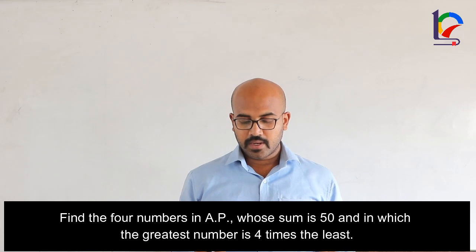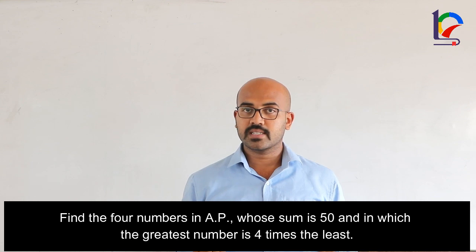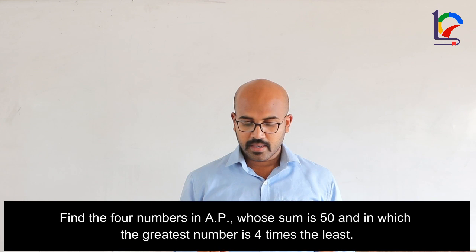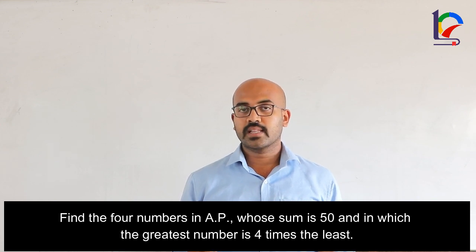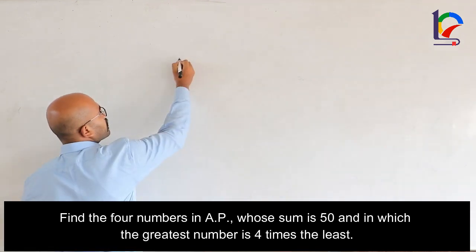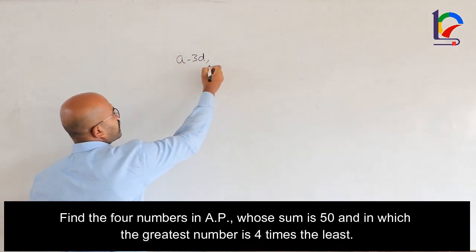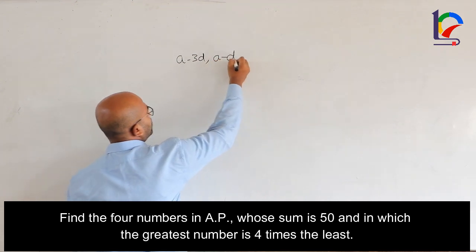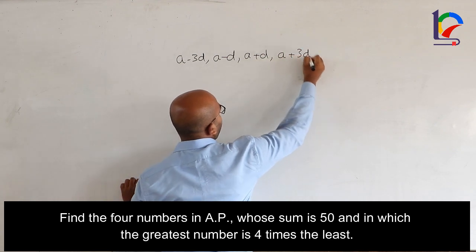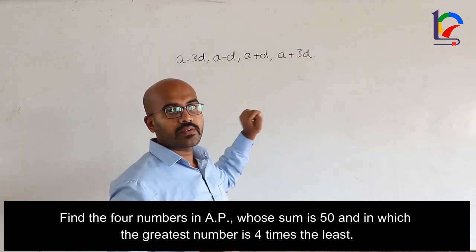Next, second question. Find 4 numbers in AP whose sum is 50 and in which the greatest number is 4 times the least. What they have given is to find 4 numbers in an AP whose sum is 50. In the last problem we saw 3 terms, but here they have given 4 terms or 4 numbers. So in this case the sequence is A minus 3D, A minus D, A plus D and A plus 3D. So these are the 4 terms.